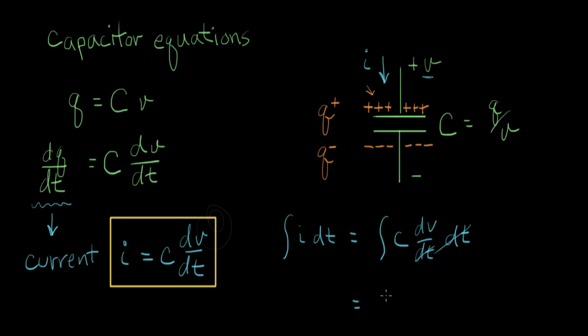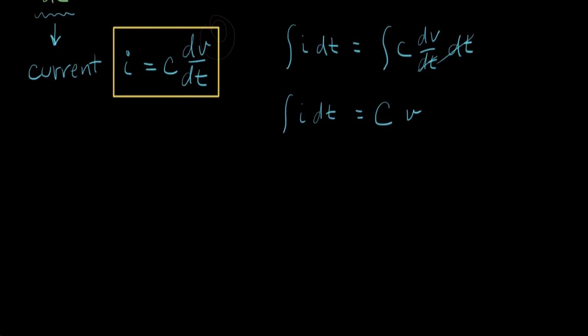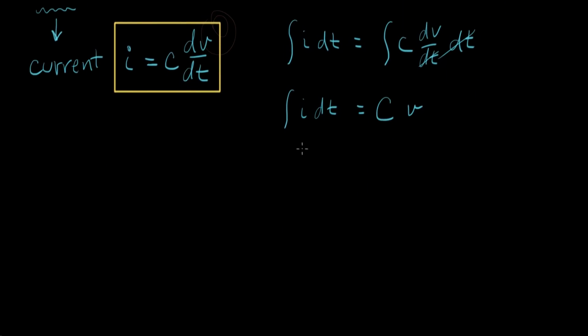So I can rewrite this side of the equation. Constant C comes out of the expression, and we end up with just plain V on this side, and that equals the integral of I dt. So we're partway through. We're developing what's going to be called an integral form of the capacitor IV equation.